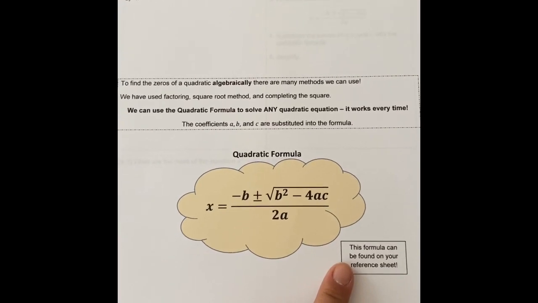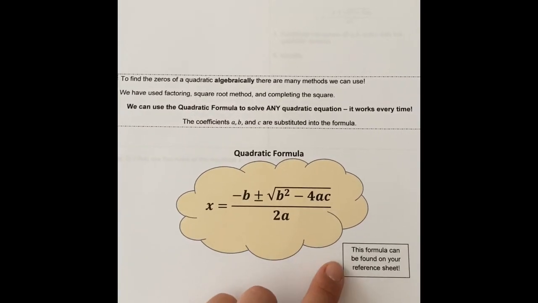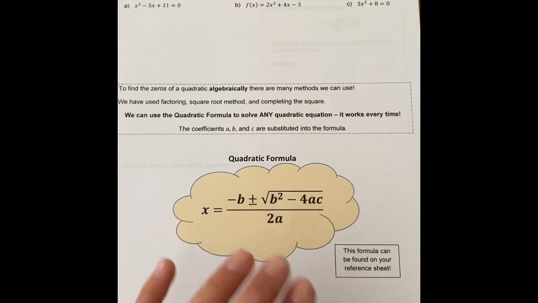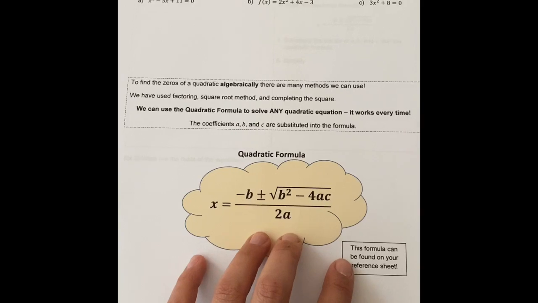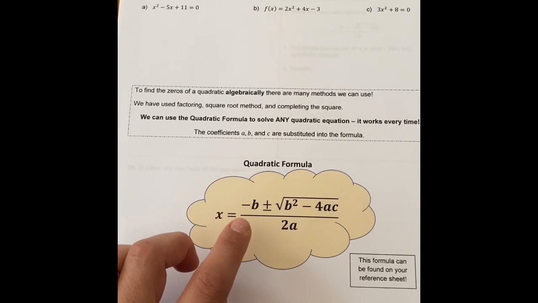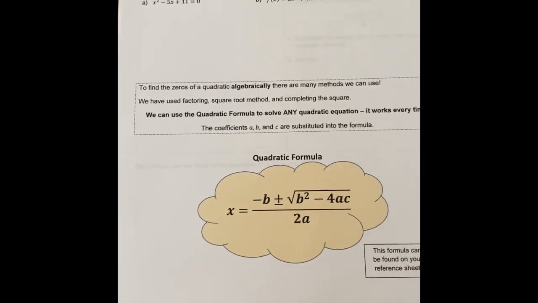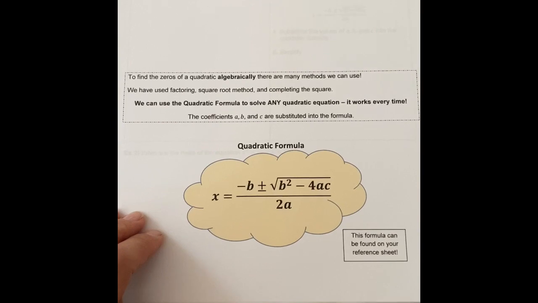Your reference sheet is a sheet that you'll get on your Regents. It comes on your Regents, so you never ever have to remember this information. This is always given to you. What you need to know are the pieces, the A, the B, and the C that you have to fill in there, and how to type it into the calculator. Honestly, that's completely it for the quadratic formula.